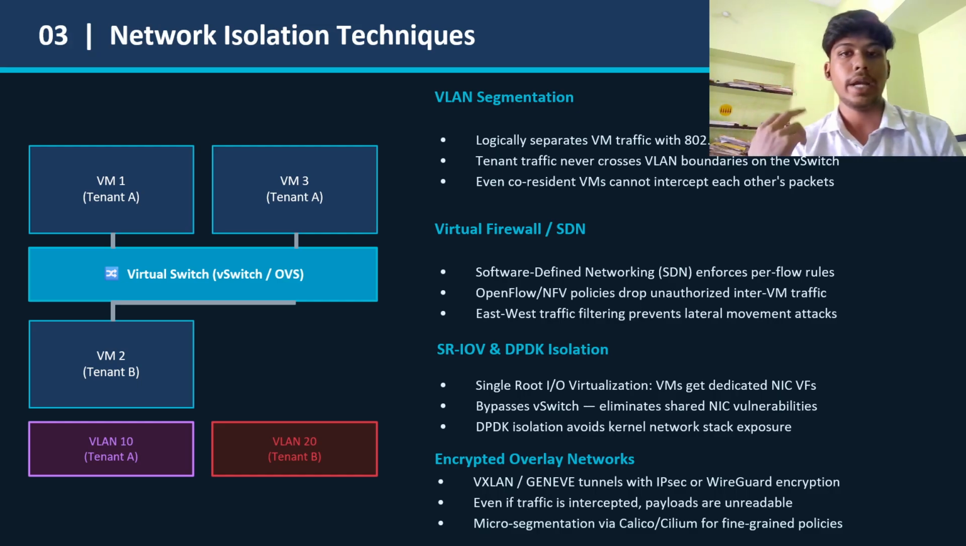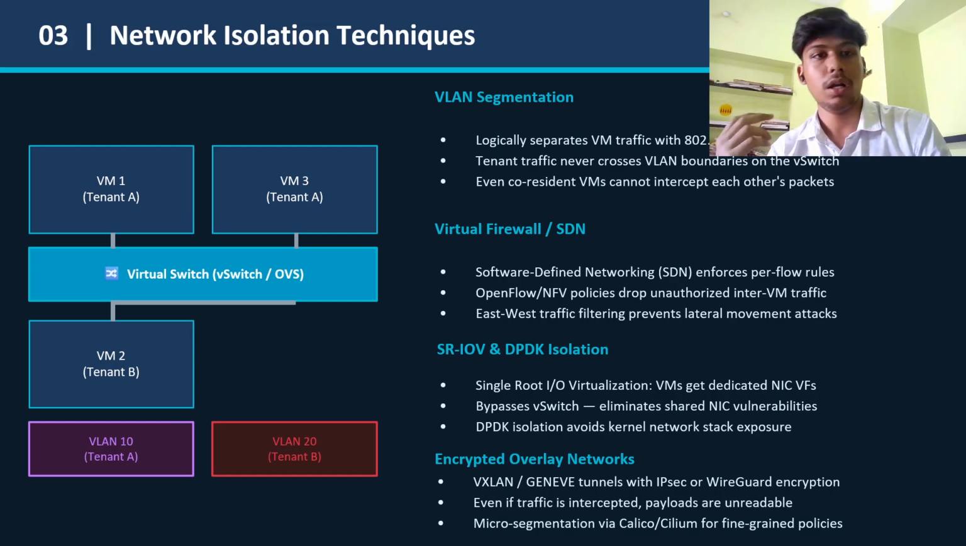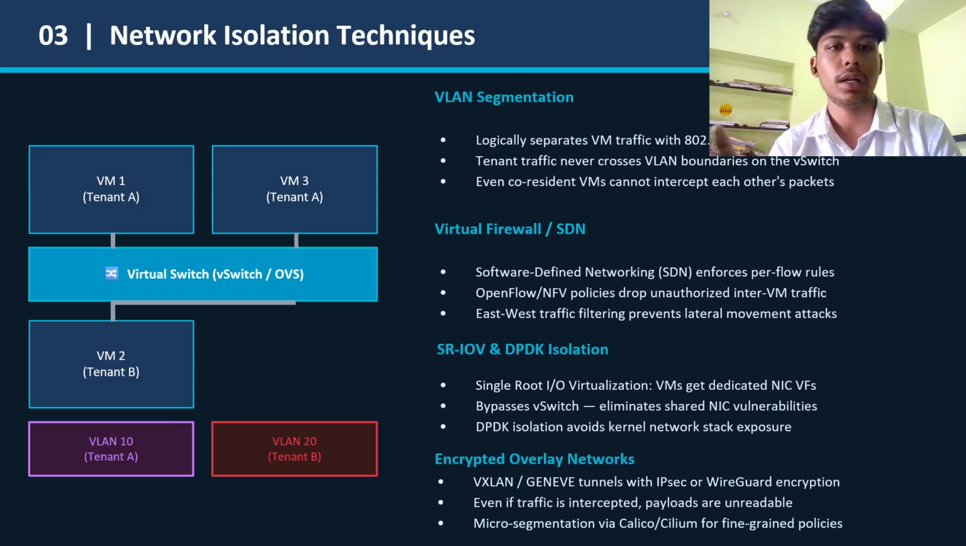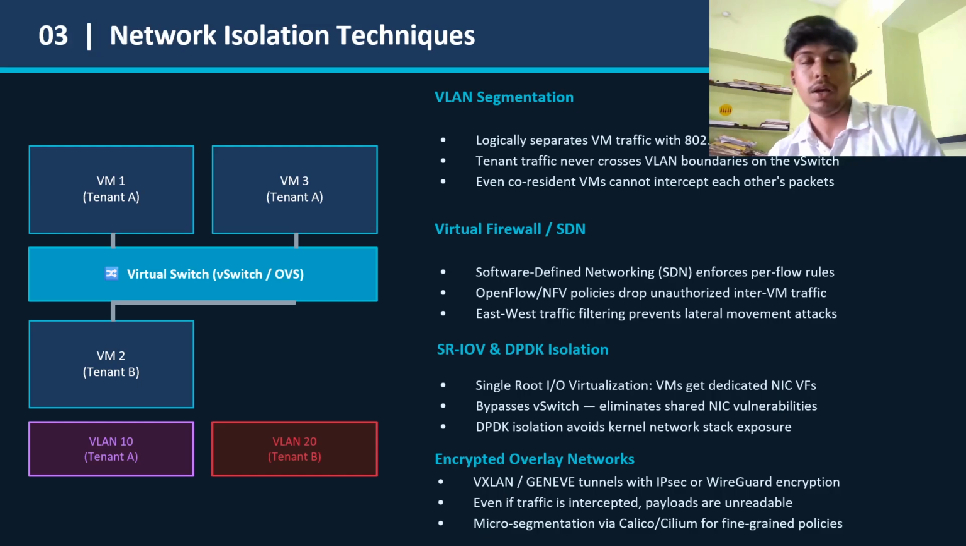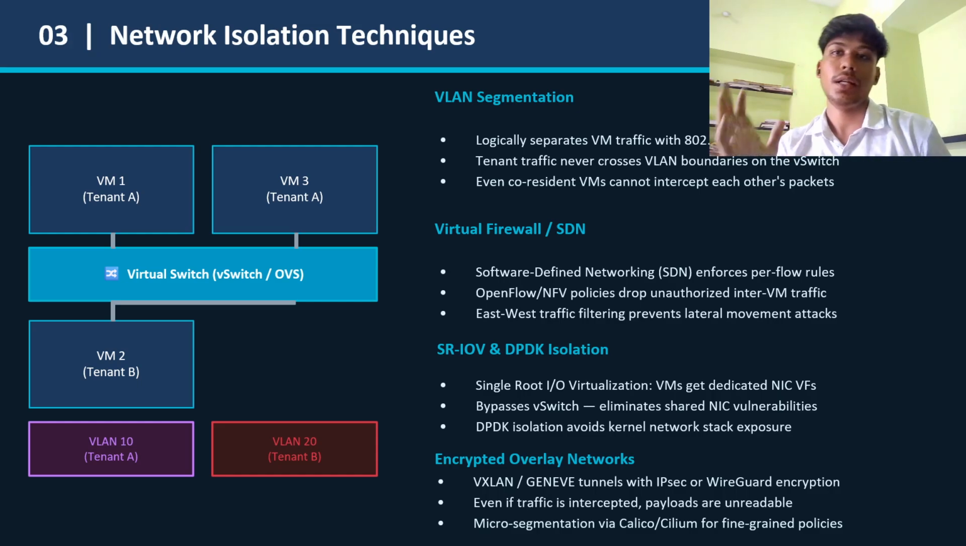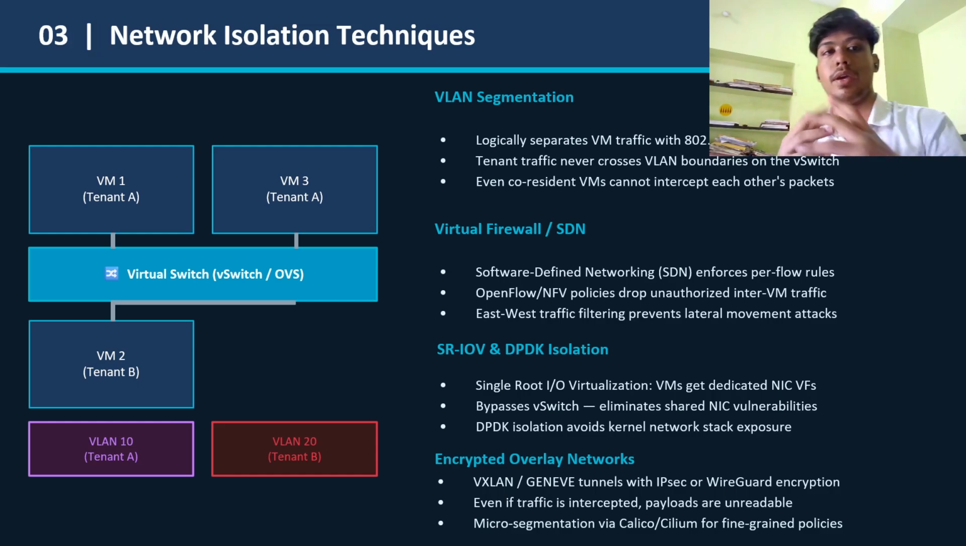Next are the encrypted overlay networks. Even with all of the above, network traffic between VMs can potentially be intercepted. Technologies like VXLAN and Geneve tunnels with IPsec or WireGuard encryption ensure that even if traffic is somehow captured, the payload is completely unreadable. Tools like Calico and Cilium provide microsegmentation, which is ultra-fine-grained network policies down to the individual container or VM level. So these are the network isolation techniques famously used today.